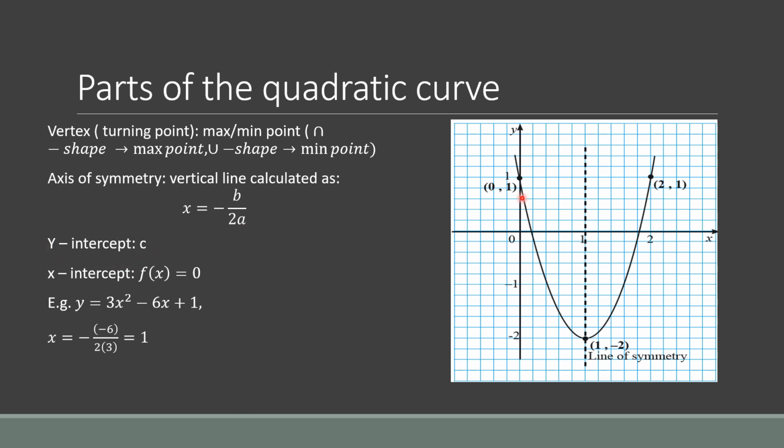So here the graph is intersecting the y-axis at the point where y is 1. So you can see the 1 here. So it means that the constant term for this particular graph will be 1. And this is the example of the graph that has been drawn. And look at the axis of symmetry. We have x equal to minus into bracket minus 6 over 2 times 3 to give us 1. So you look at the axis of symmetry, which is x equal to 1. These are the parts of a quadratic curve.